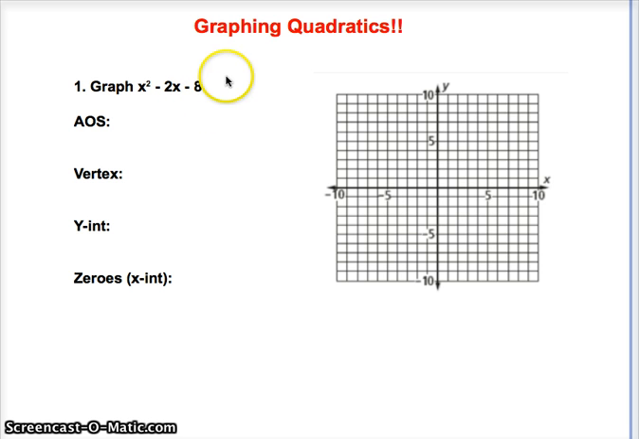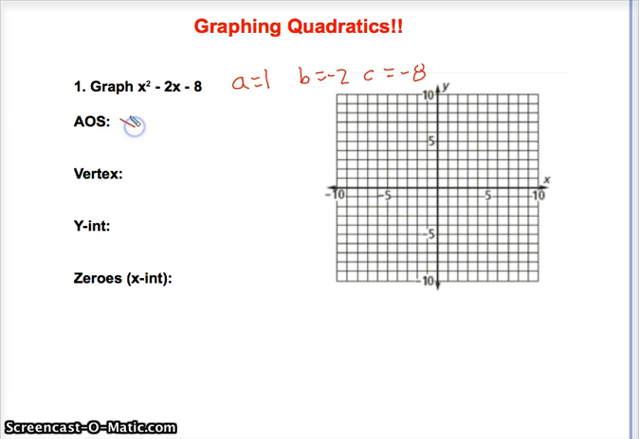The first step here is to identify my a, my b, and my c. My a value I know is the coefficient of x squared, and that's 1. My b value here is negative 2, and my c value is negative 8. From there, I need to find the axis of symmetry.